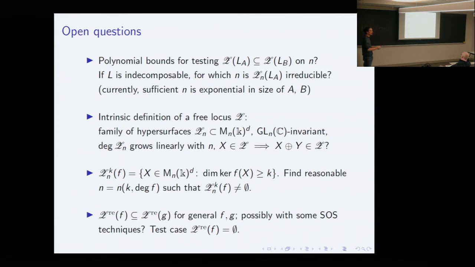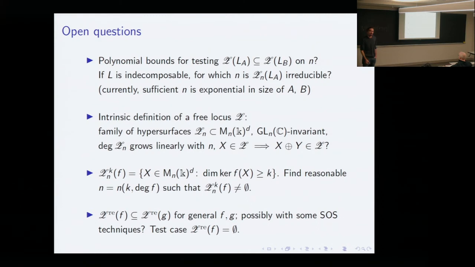However, the current bound on how big n I need to take is exponential in the size of A and B. Also, if I have an indecomposable pencil, how high do I need to go such that this becomes an irreducible hypersurface? Again, I know that it's okay if I go exponentially high corresponding to the size of L. However, in practice, it doesn't look like that. N should be much lower. This exponential size really comes from the way we proved things.